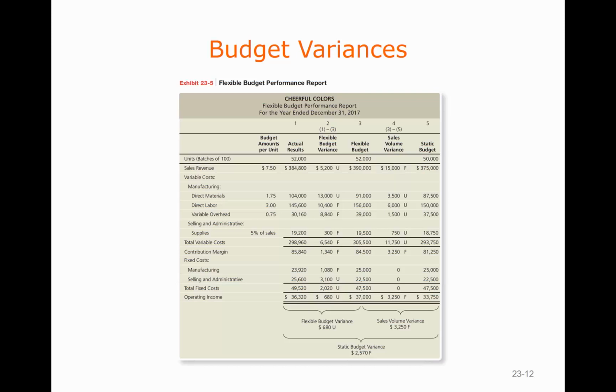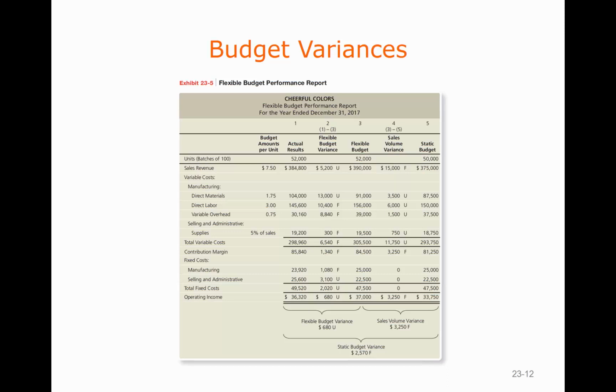Then the first numbered column here is actual results. This would be looking back, what did we do during the month? In this case, they sold 52,000 units. Okay, so they have their revenue, they have their variable costs, their fixed costs.